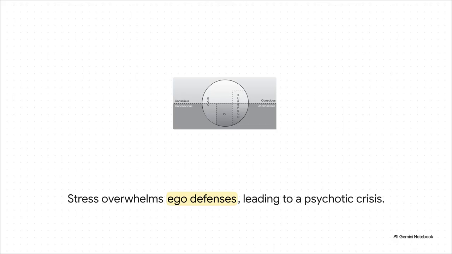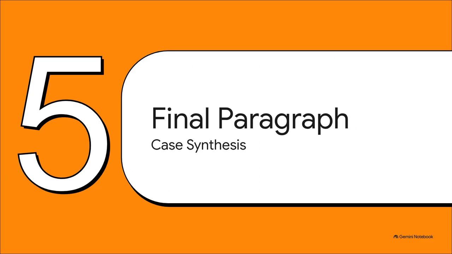So the crucial point is connecting all this dynamically. The environmental stressor, her brother moving in, applied massive pressure that totally overwhelmed her ego's defenses, which were already biologically vulnerable. When her ego collapsed under the weight of that anxiety and conflict, her reality testing failed, which directly resulted in the psychotic break.